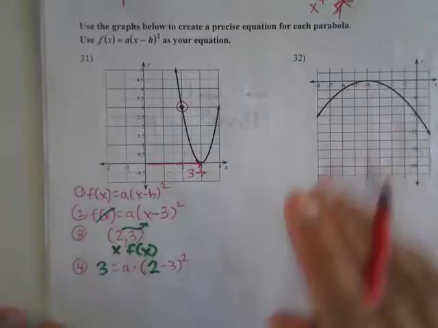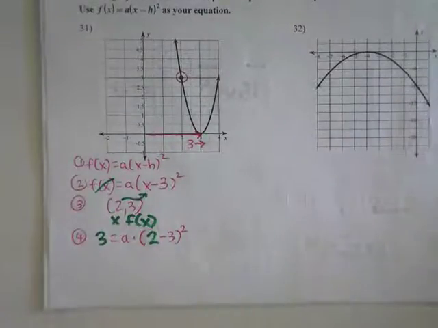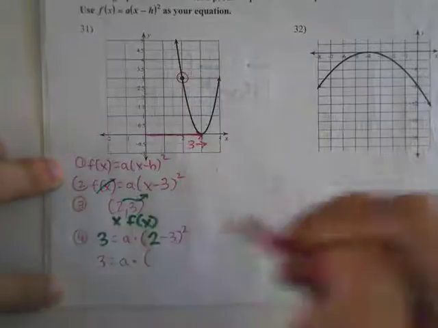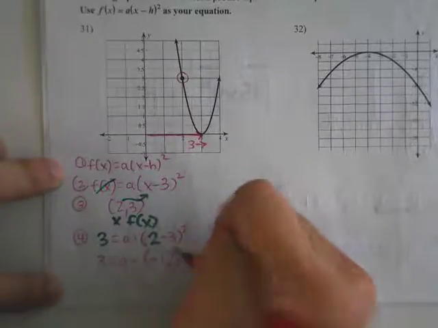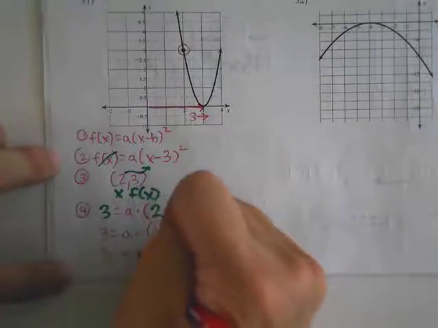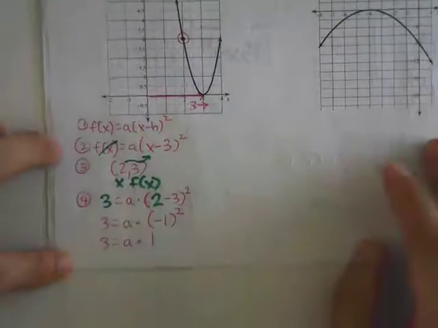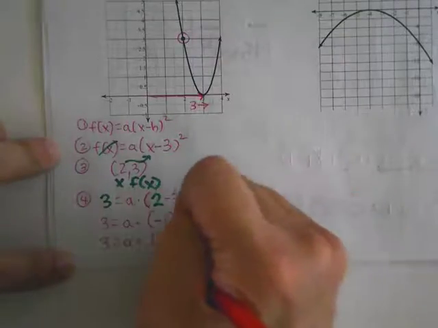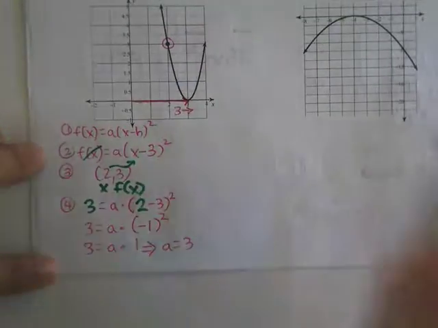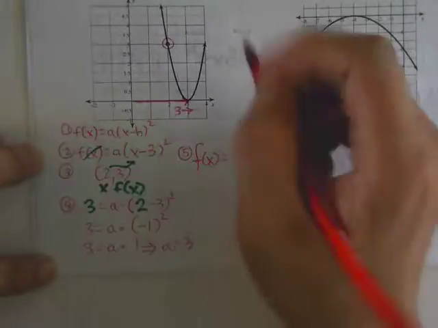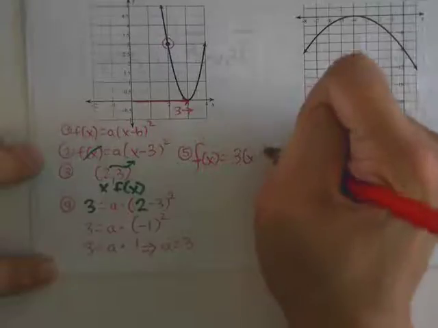2 minus 3 squared. Okay. From here, you're solving for a, this a value. 2 minus 3 is negative 1. Negative 1 squared is going to be 1. When you divide, you're going to divide both sides by 1. It doesn't change much. Your a value is equal to 3. Okay. So that means your final equation is f of x equals 3 x minus 3 squared.